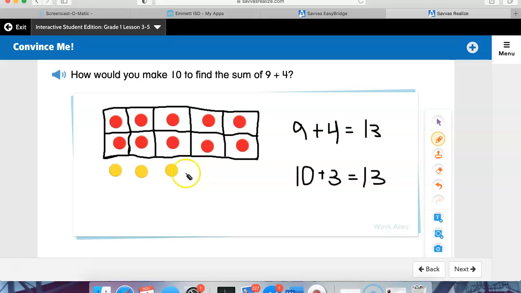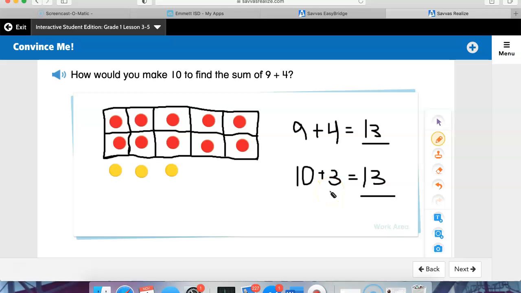Because all we did was take one of our yellow counters and have it join the 9 to make 10. Then we could add 10 plus 3 to give us 13. So our total sums are the same. So for our convince me section, you don't have to write the entire 10 frame, but if you just want to write 9 plus 4 equals 13 and 10 plus 3 equals 13.